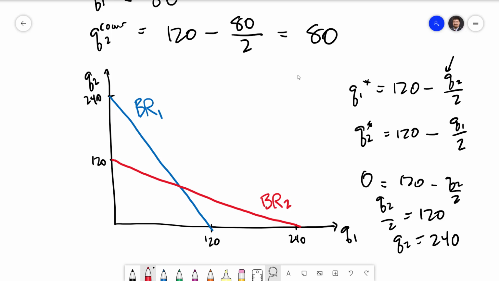Make sure you understand which one is firm 1's best response and which one is firm 2's best response. The point at which these two curves cross is going to be our Nash equilibrium. And in our example, that happened at 80 and 80.